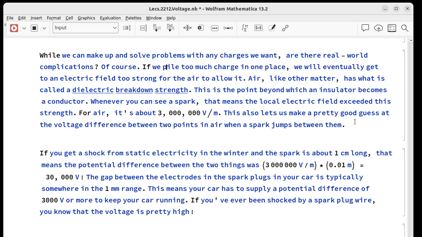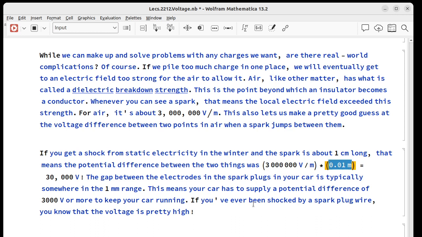So if you scuff your feet along the ground in the winter and touch a doorknob and see a little spark, that means the electric field produced there exceeded that breakdown strength. For air, it's about 3 million volts per meter. We can use this to make a guess at the voltage difference between 2 points when we see a spark jump between them. So let's say the spark from your finger to the doorknob is 1 centimeter long. If that's the case, if this is our breakdown field times that distance, we get 30,000 volts.